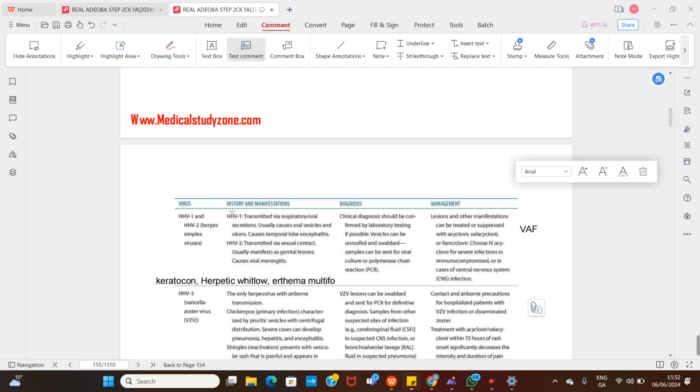And we have said that herpes simplex virus is the commonest cause of erythema multiforme. What else are we scared of? Human herpes virus type 1 can cause temporal lobe encephalitis. So it can disseminate into the central nervous system, leading to temporal lobe encephalitis.